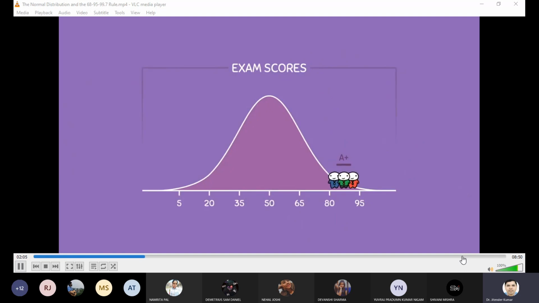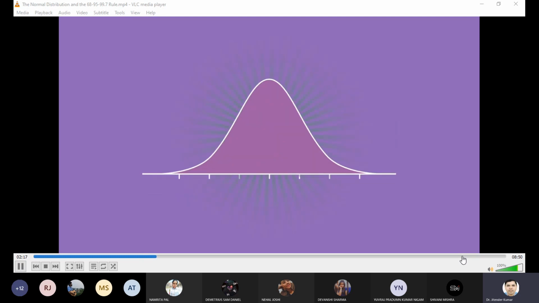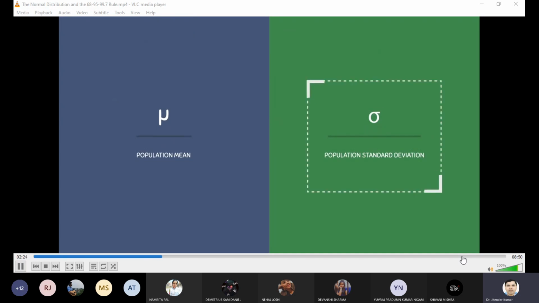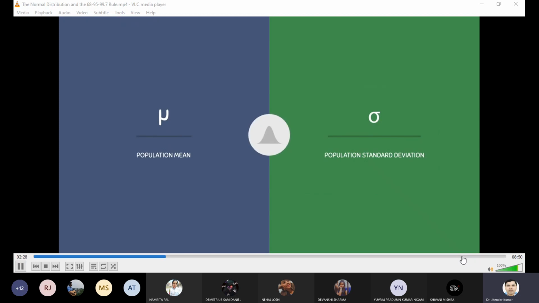Some people do great on exams, some people do poorly on exams, but a large majority of people score near the average or the mean. In this example, the average exam score is 50 because it is located in the middle of the curve. Now that you know what a normal distribution looks like, we need to talk about the population mean mu and the population standard deviation sigma. Both of these tell us important information about how the normal distribution looks.